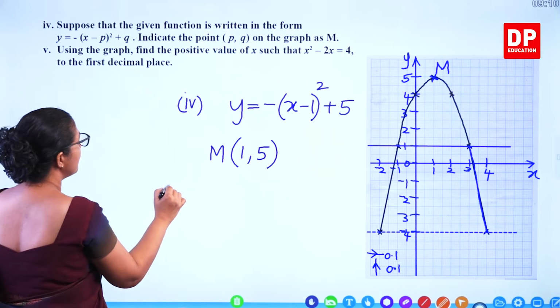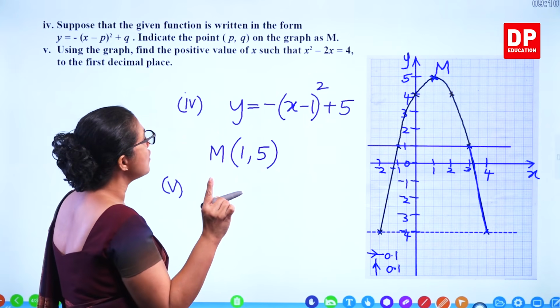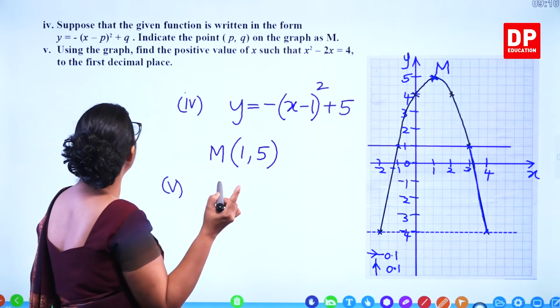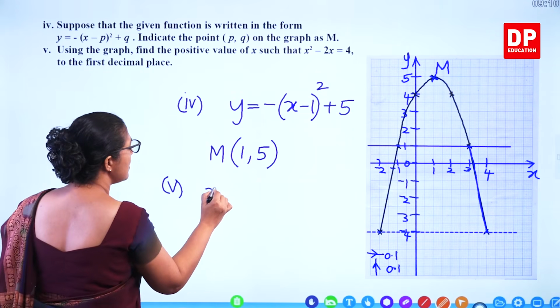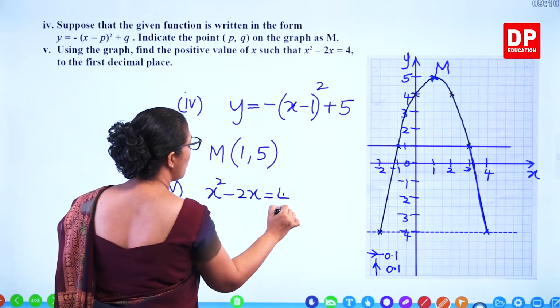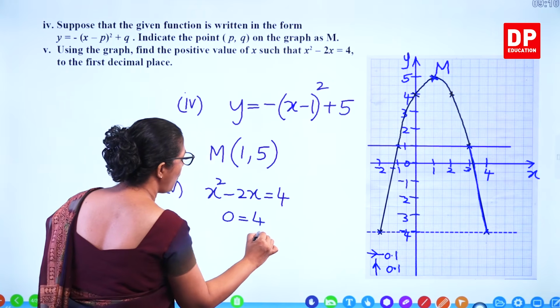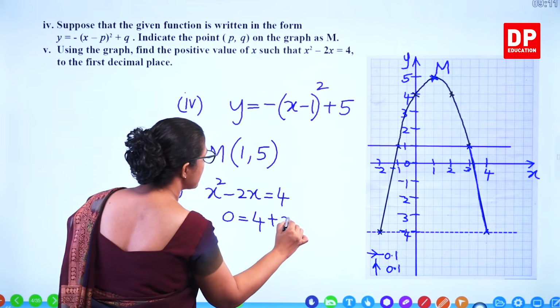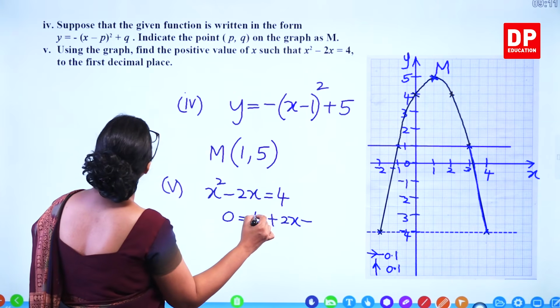Using the graph, find the positive value of x such that x squared minus 2x equals 4 to the first decimal place. So we'll have a look at this equation, x squared minus 2x equals 4. Take all terms to the other side: 0 equals 4 plus 2x minus x squared.